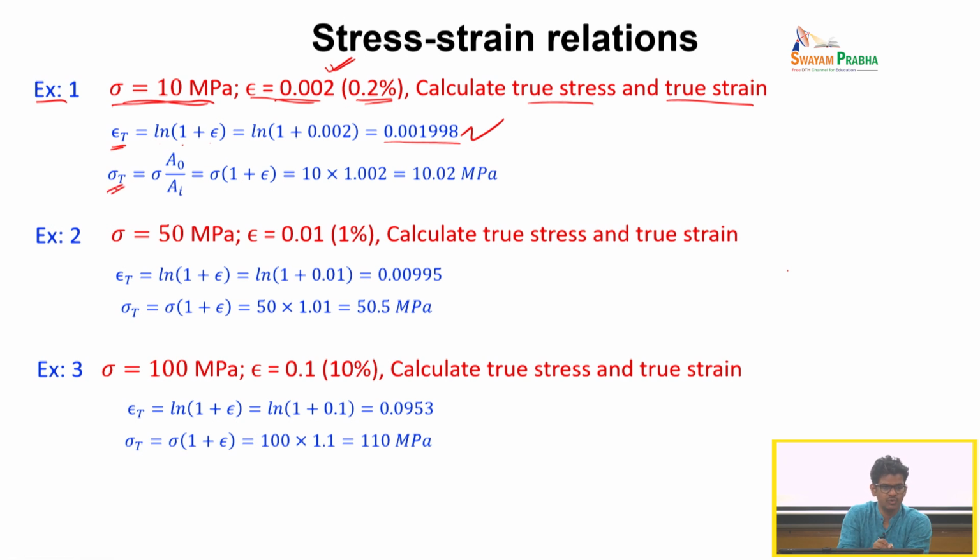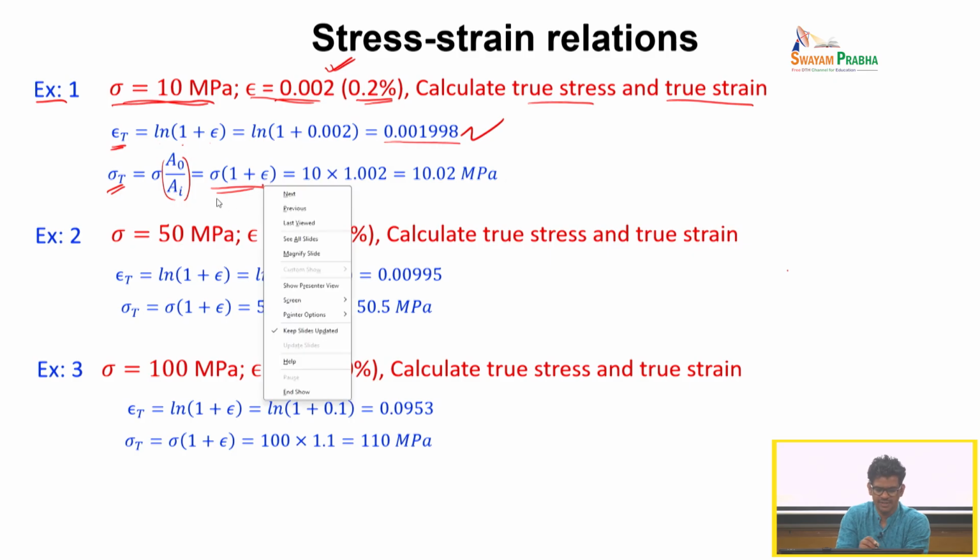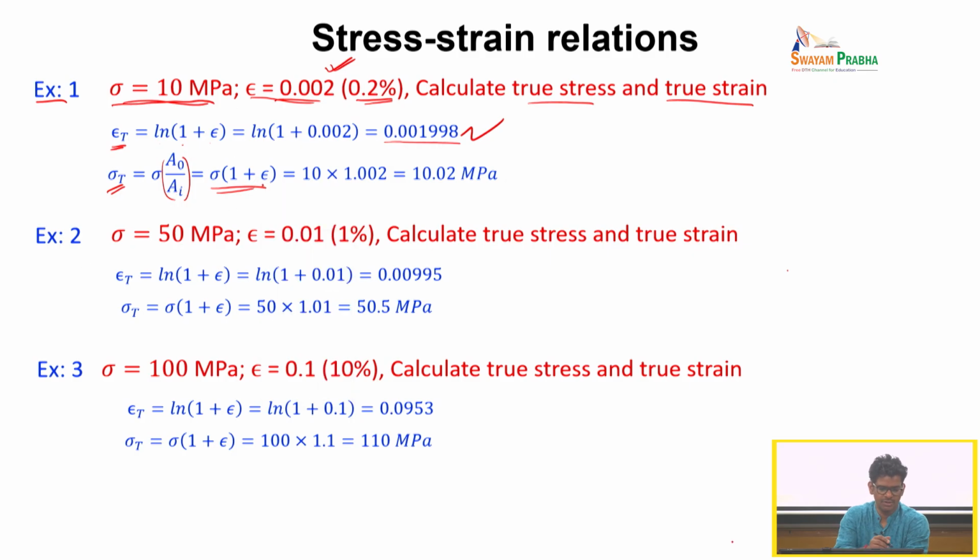Then for the true stress, we would use the ratio of area, but since we do not have the ratio of area and we know the strain, we apply that true stress is equal to engineering stress times 1 plus epsilon. The engineering stress is 10 megapascal, 1 plus epsilon is 1.002, so you get 10.02. So engineering stress is 10 megapascal, but the true stress is 10.02 megapascal. Still, in this case both the true stress and true strain are very similar to engineering stress and engineering strain.